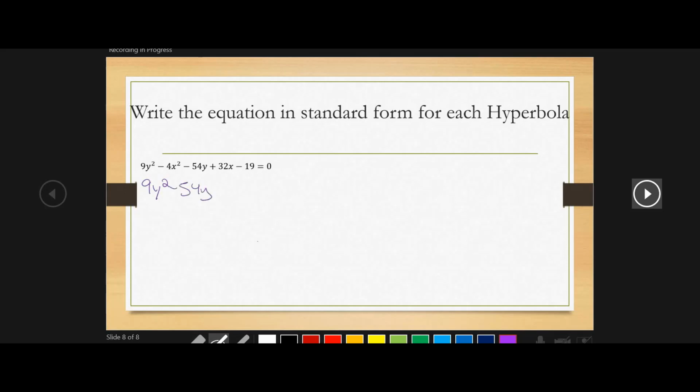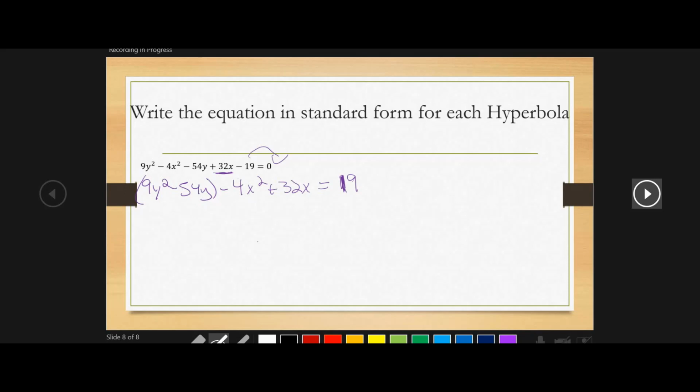Minus 54y. Then it's minus 4x squared. And because this is a positive here, I guess we can say it like this for now. It's fine. I'll just keep it without the parentheses. And then I'm going to move the 19. So it'll be a plus 19.